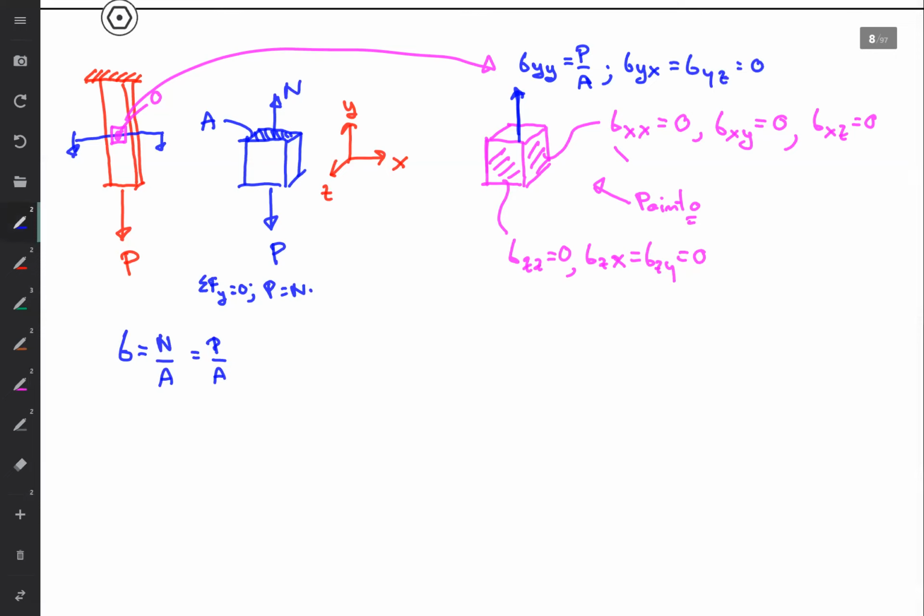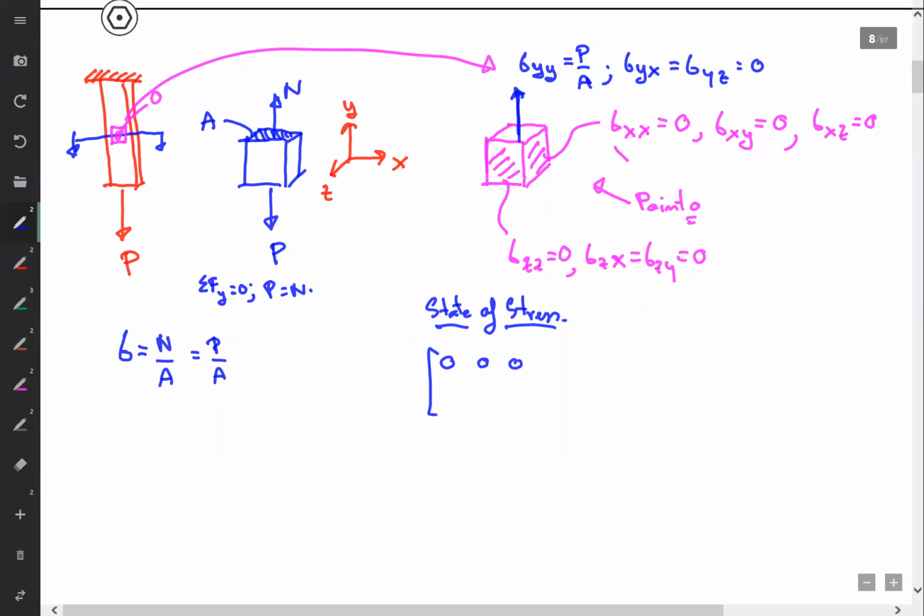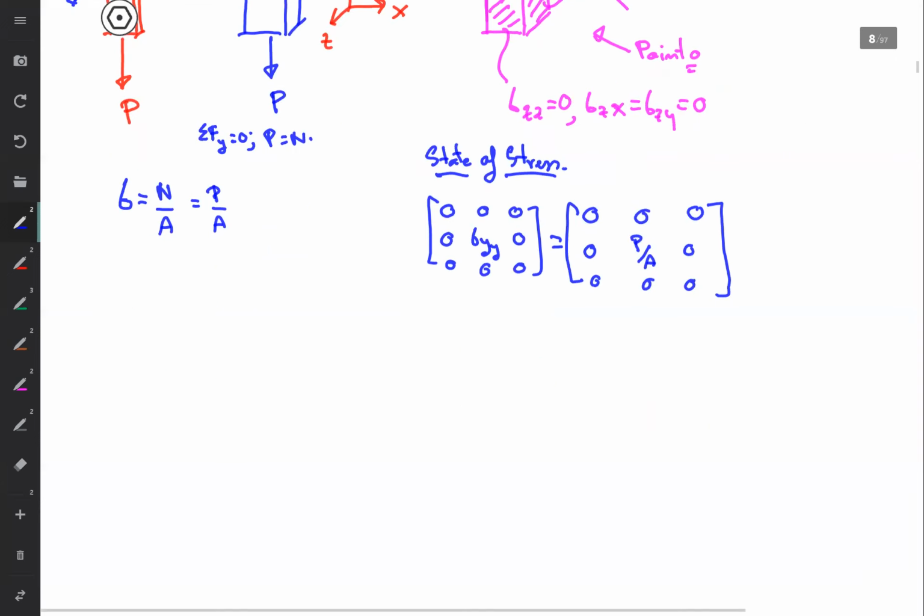So can you write the state of stress of this condition? Stress of the uniaxial bar. What is it? Stress of the uniaxial bar is what? Sigma x is 0, right? Sigma xy is 0. And then sigma yx is 0 also. But here you have just sigma yy. In this case, we have just one component. You understand?